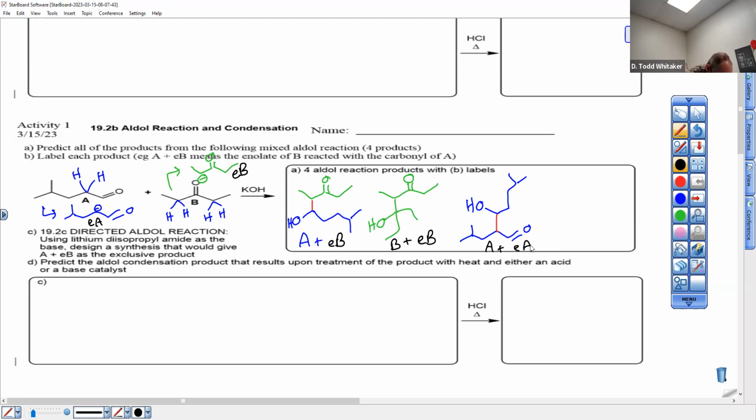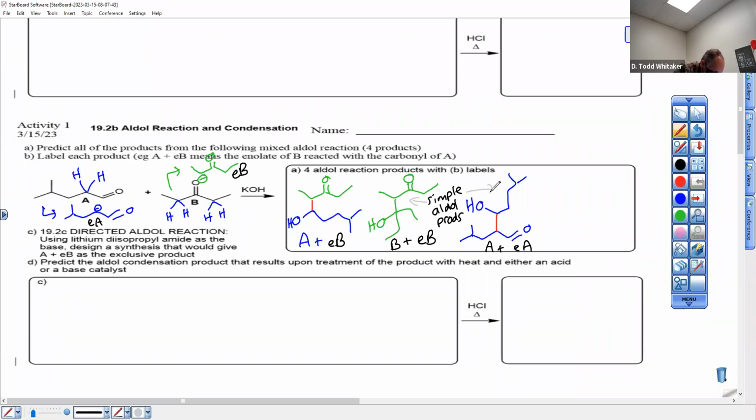These two are called simple aldol prods. Just these two. Use a gray arrow. That one and that one. And the others are called mixed.